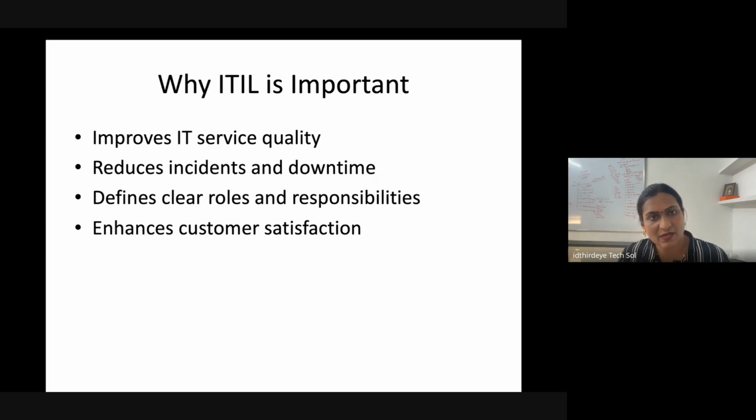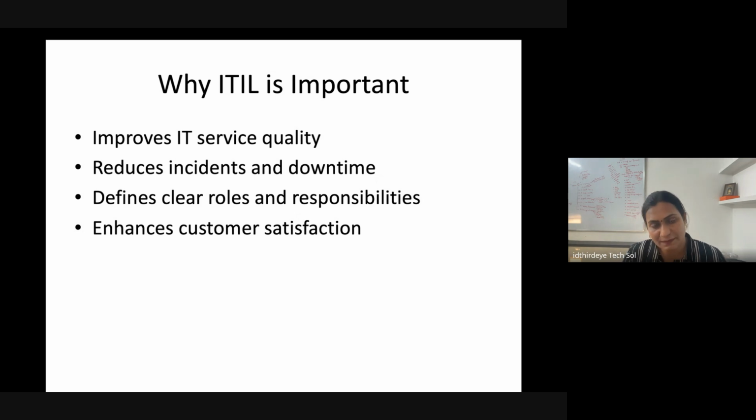And the admin team will take care of all the communications, collecting the fees, and improving the college, the administration, and everything. So all those departments are segregated based on the framework, and everybody inside the department will have their own clear roles and responsibilities. Similar to that, even in the IT industry, each and every department is designed in such a way, and every individual in the team will know their roles and responsibilities. That's how the framework has been designed. This also enhances customer satisfaction.